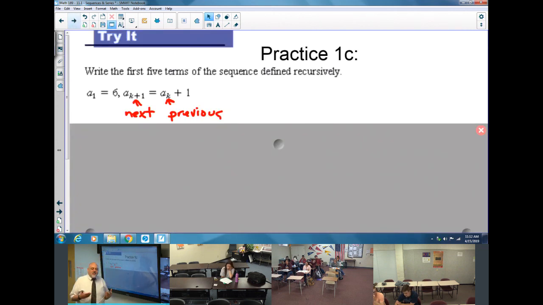All right, so again, the Fibonacci sequence is an example of a recursive sequence. Anytime that you define a sequence based on the previous number, that's called recursive. So for practice 1C, it says write the first 5 terms of the sequence defined recursively. It says a sub 1 is 6, so I've given you the first one. The way that you interpret this is a sub k plus 1: the next number is a sub k, the previous number, plus 1. All right? So see if you can do that. Give me the first 5 terms.